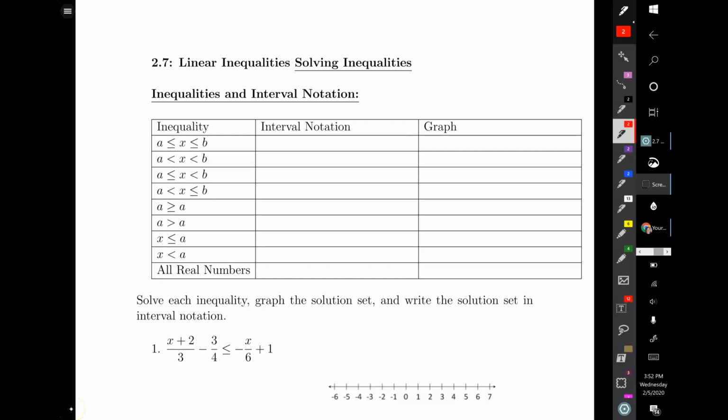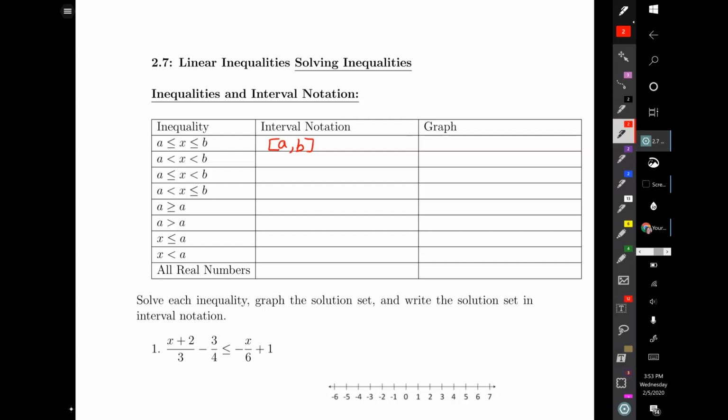This video is about linear inequalities and solving them. It's 2.7 in the book we're currently using. So you have a table here, inequalities and interval notation. If the inequality reads a less than or equal to x less than or equal to b, in interval notation we would want to have a squared-off bracket, a comma b, and then another squared-off bracket. That means that the ends are included in that, and everything in between.